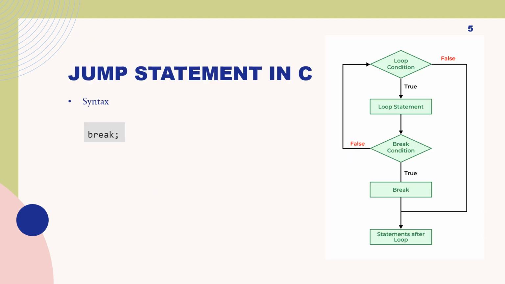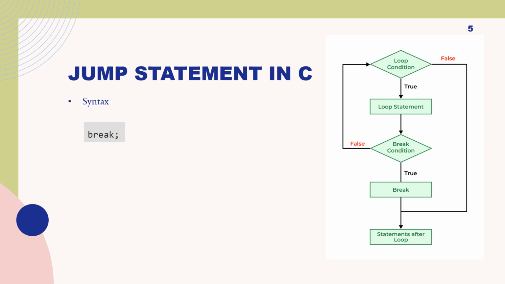And coming to the next type of unconditional statements, it is the jump statement. Here you can see the flow chart of the jump statement, and this jump statement has three types. One is break, the next one is continue, and the other one is return.